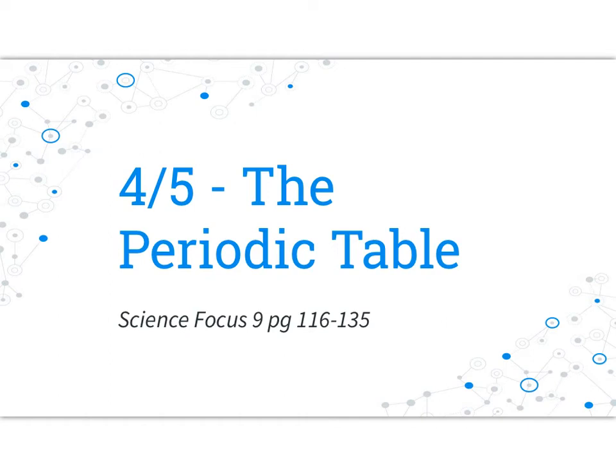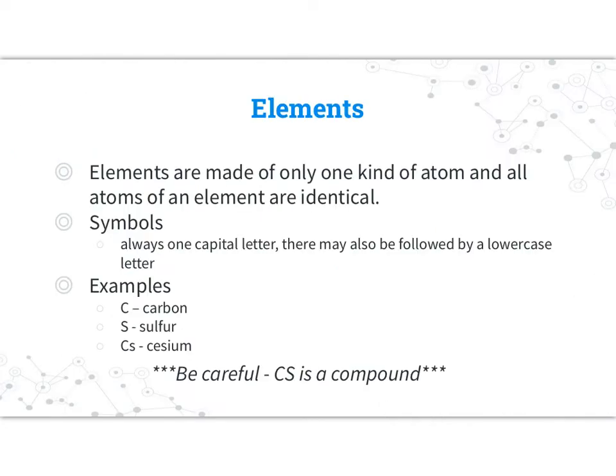This lesson encompasses topics 4 and 5 in your textbook, bringing together the ideas of the periodic table. So remember, elements are made out of only one kind of atom, and all atoms of the element are identical. Elements are identified on your periodic table by a symbol.